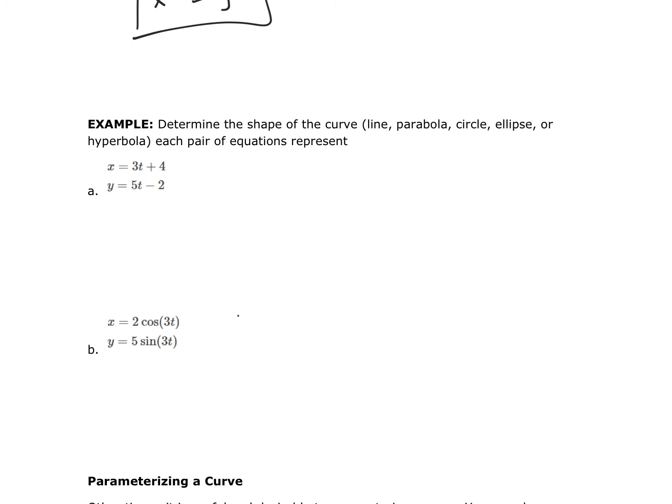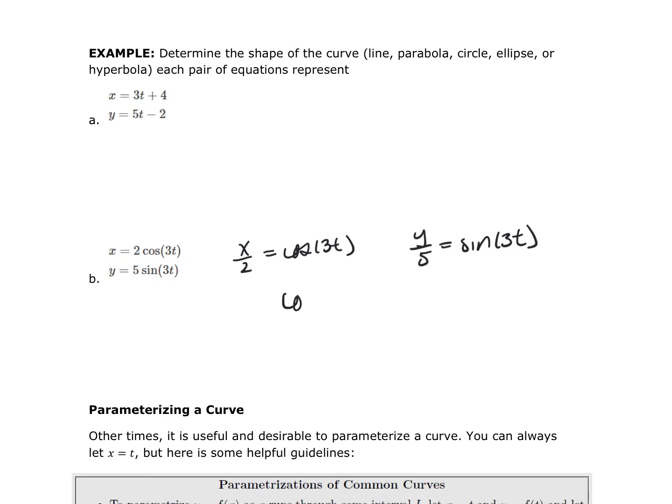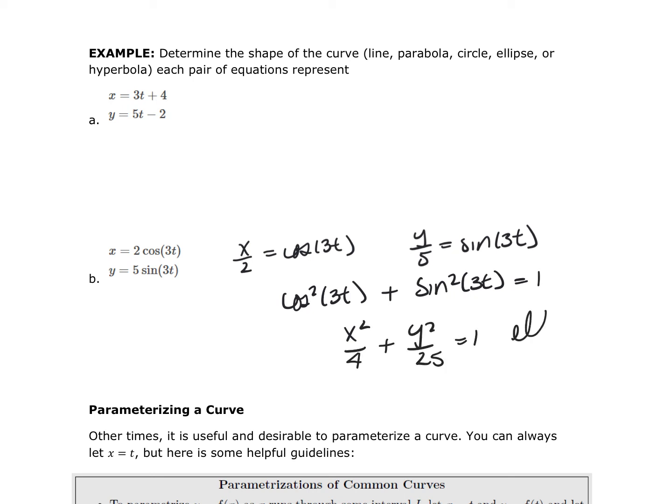Let's just confirm this. x over 2 is equal to the cosine of 3t. y over 5 is equal to the sine of 3t. We know that the cosine squared of any angle, in this case happens to be 3t, plus the sine squared of any angle, again, happens to be 3t, equals 1. So we have x squared over 4 plus y squared over 25 is equal to 1, and we know that this is an ellipse.